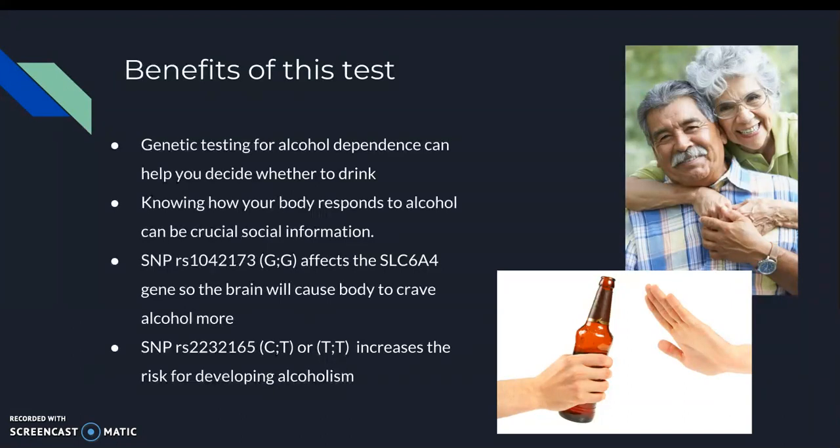Another SNP that plays into alcohol dependence is RS2232165, genotype CT or TT. This SNP increases the risk of developing alcoholism. If you test positive for either of these SNPs, you have the option to avoid becoming alcohol dependent by refraining from drinking alcohol.